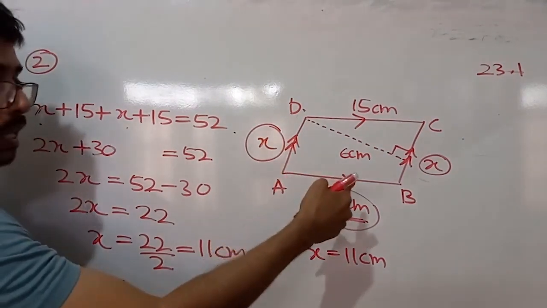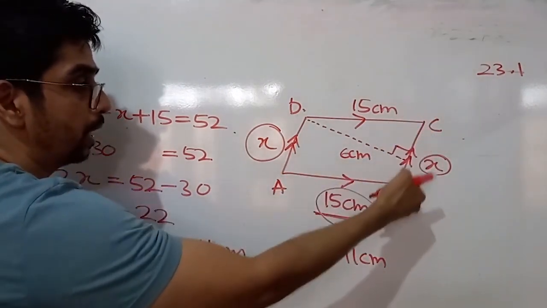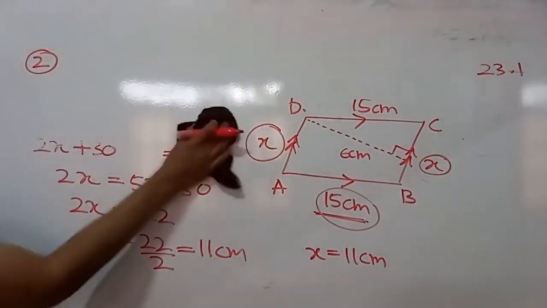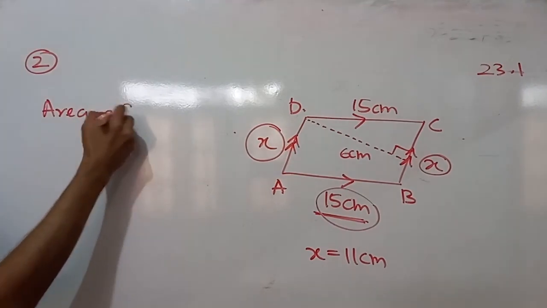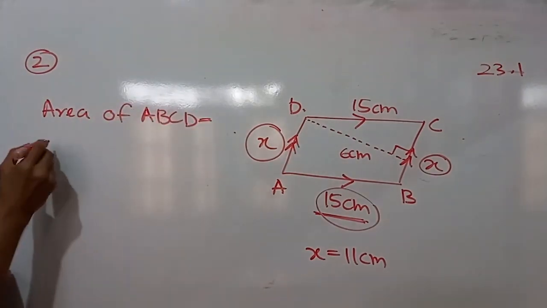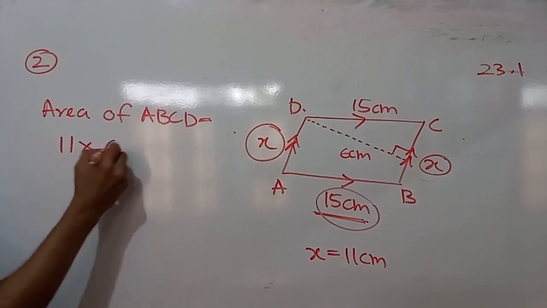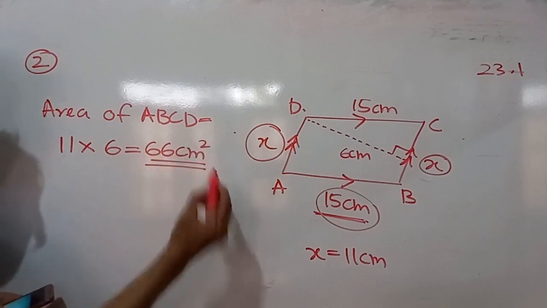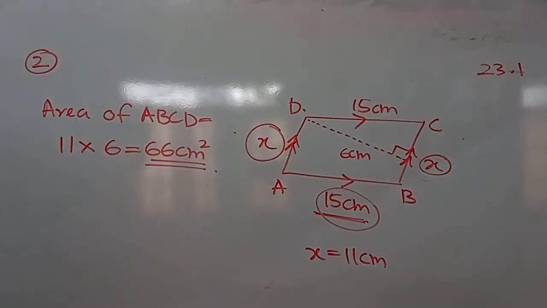Then, they are asking the area, no? Area of ABCD. Then මෙන්න base එක දන්නවා. Base එකට අදාළ perpendicular height එකක් දන්නවා. Right. So what do you have to do? Area of ABCD equal is what? 11 multiplied by 6. So we get what? 66 square centimeters. So that will be the answer.